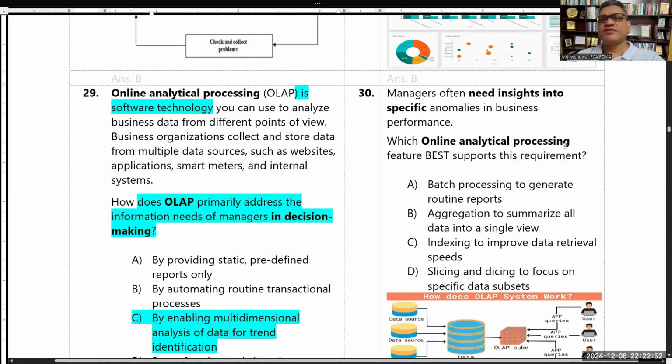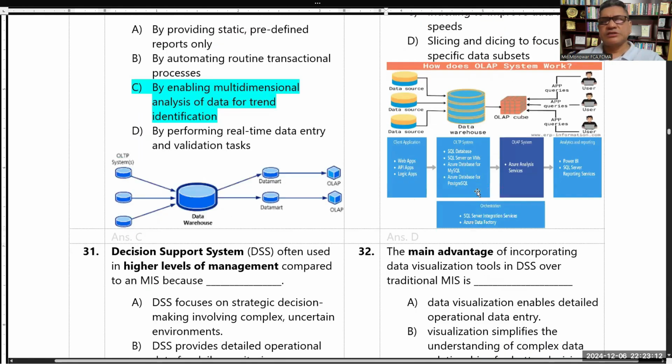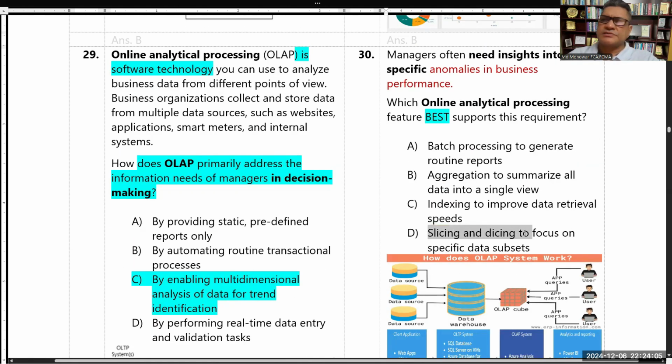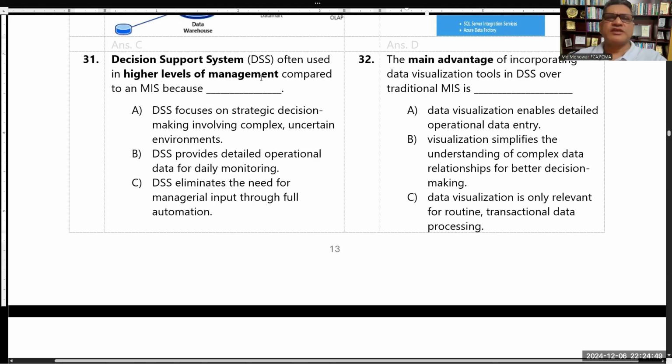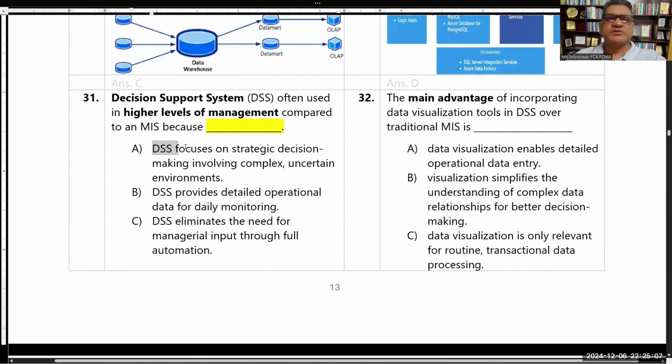Answer C. Managers often need insight into specific anomalies in business performance, which online analytical processing best supports. So here, the solution is facing to focus on a specific data subset, these features that support these specific requirements. Answer D. Decision support systems are often used in higher levels of management compared to MIS because what would be the answer? Because decision support systems focus on strategic decision making involving complex, uncertain environments.